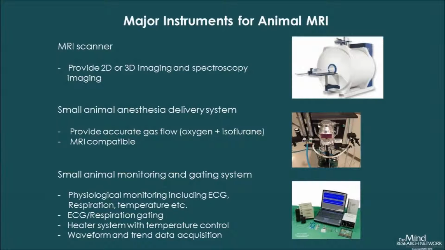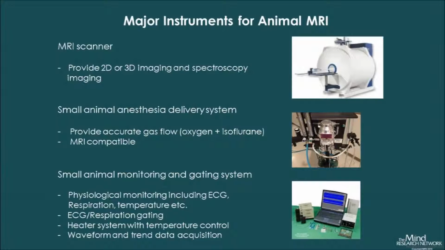So here are the major instruments for animal MRI. First of all, of course, we need an MRI scanner, which provides two-dimensional or three-dimensional imaging and spectroscopy. And second, we need a small animal anesthesia delivery system, which can provide accurate gas flow to keep the animal stable during scanning. Because the instrument is in the same room as the MRI scanner, we should keep it MRI compatible. Finally, we need a small animal monitoring and gating system.